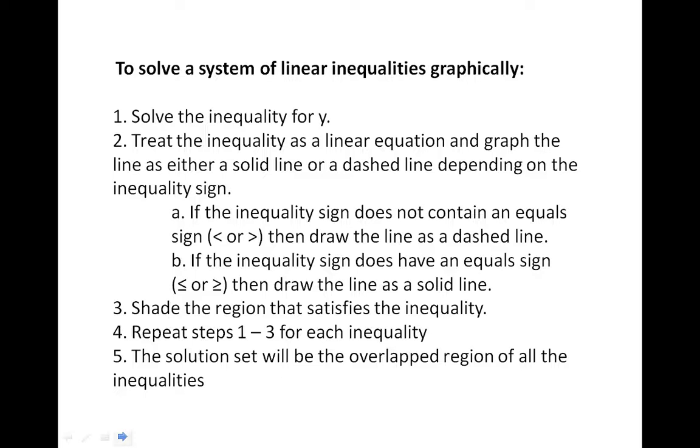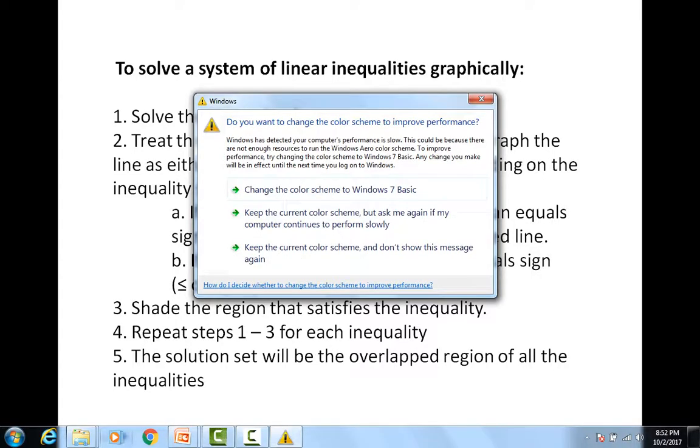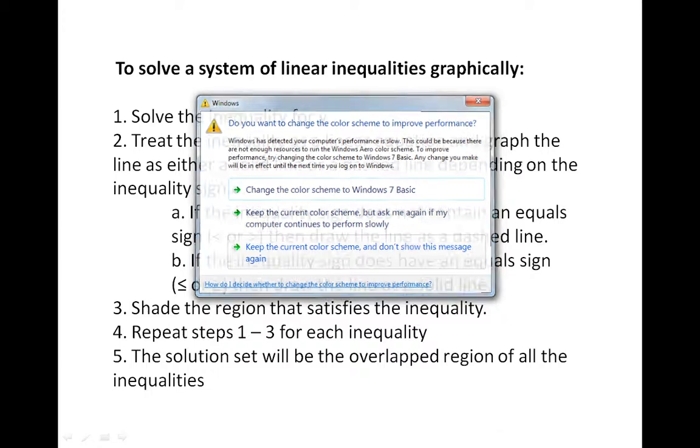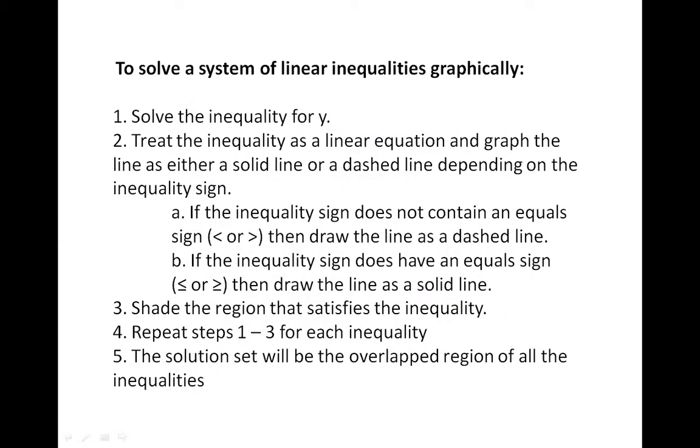So these are the steps that we're going to follow to solve a system of linear inequalities graphically. I will just go ahead and read through these, and then we will apply these steps to the inequalities that we're graphing today. So first of all, given one or more inequalities, we're going to solve the inequality for y first. So we want to make sure that y is alone. Once we do that, we're going to treat the inequality as a linear equation, and we'll graph the line as either a solid line or a dashed line depending on the inequality sign.